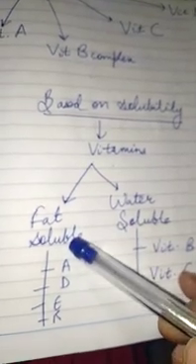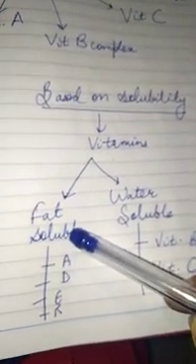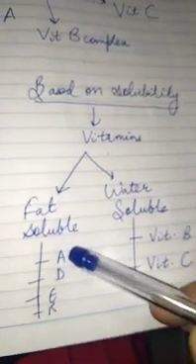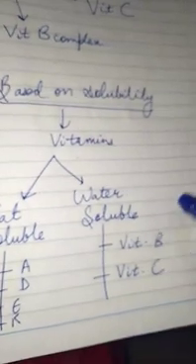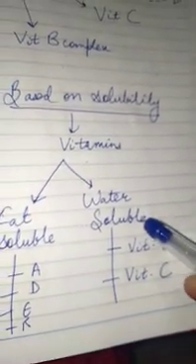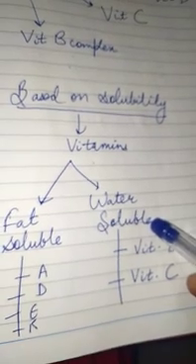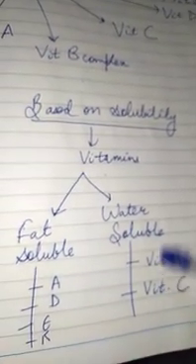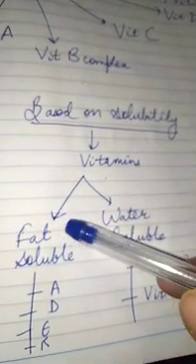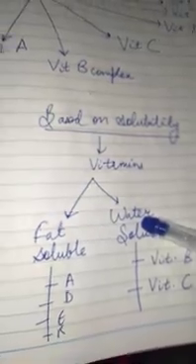Now based on solubility, vitamins are of two types, fat soluble and water soluble. Fat soluble vitamins are those which are soluble in fat. These dissolve and get absorbed in our body. Vitamin A, D, E and K are fat soluble, and vitamin B and vitamin C are water soluble. So these are removed out of our body through urine. Now my dear students, I hope you have understood about the two types of vitamins, that are fat soluble and water soluble.